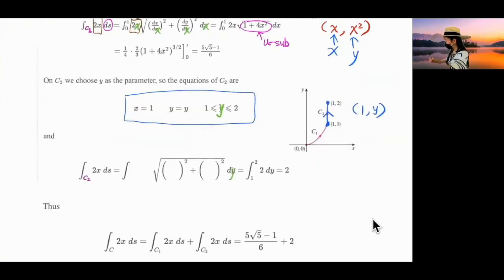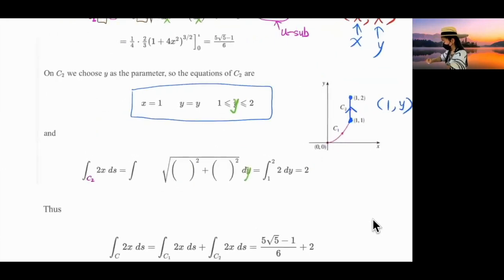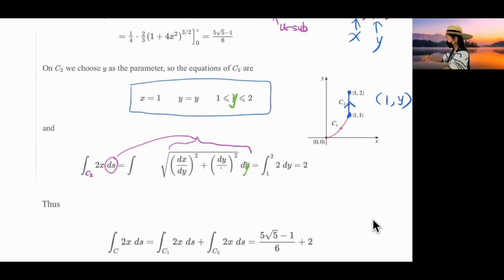Now what should I put in this first parenthesis over here for the ds? Before it was dx/dt, so this one here will be dx/dy. Yeah, you got it. And then the second one will be dy/dy, right? dy/dy is just 1, and dx/dy is going to be 0. So then you get 1 for this one.